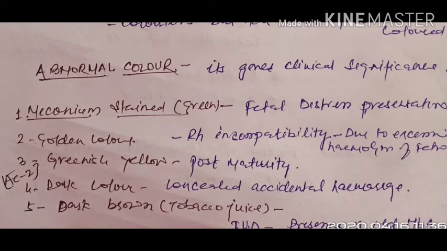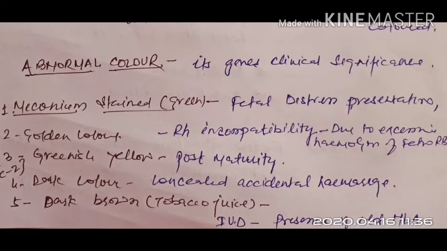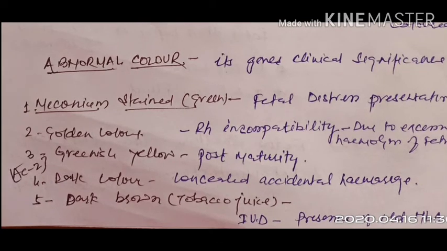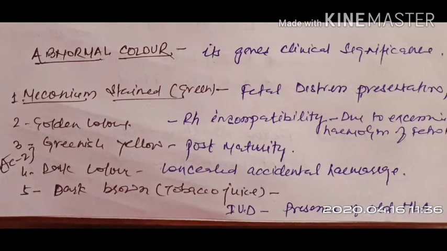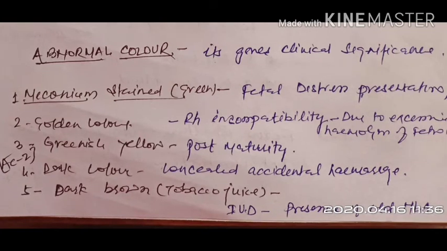It is because of Rh incompatibility due to the excess hemorrhage of fetal RBC, so it's golden in color. Third is greenish yellow due to post maturity. Fourth is a dark color due to concealed accidental hemorrhage. And fifth one is dark brown, tobacco juice color, due to IUD.